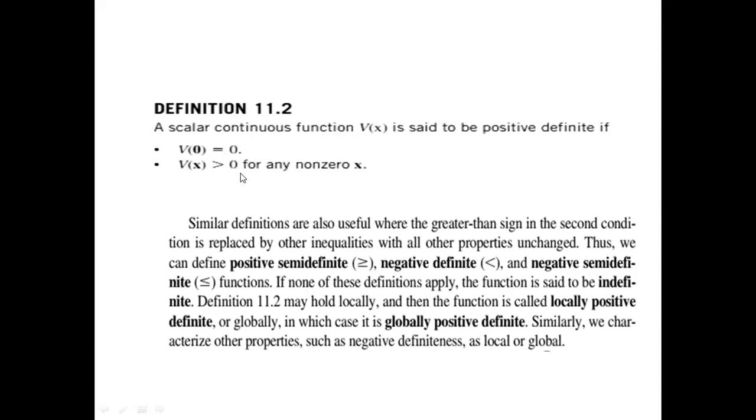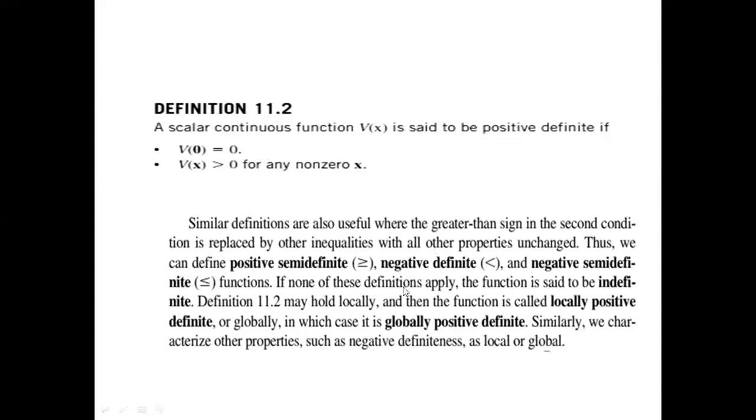Now if it is less than 0, it will be called negative definite. And if the greater than sign is changed to greater than or equal to 0, then it will be called positive semi-definite, and if it is less than or equal to 0, then it will be called negative semi-definite. All are written here. And if none of these four conditions is satisfied, then this function V of x will be called indefinite.